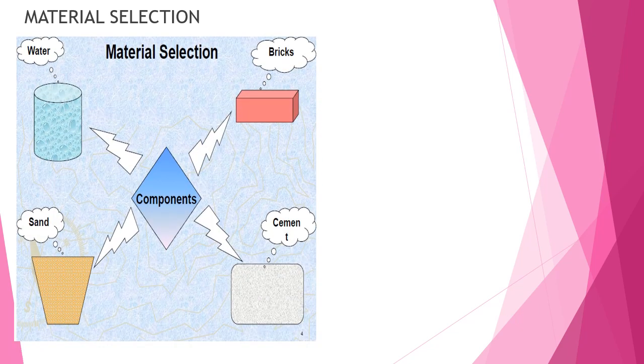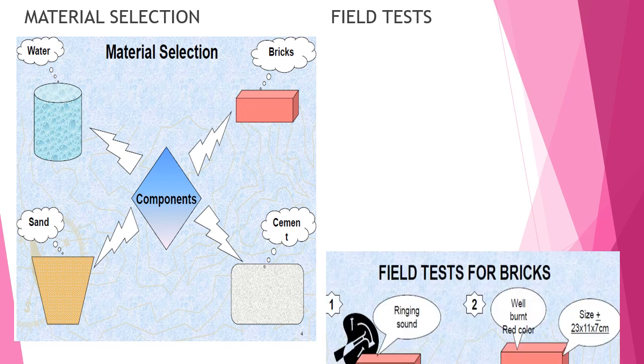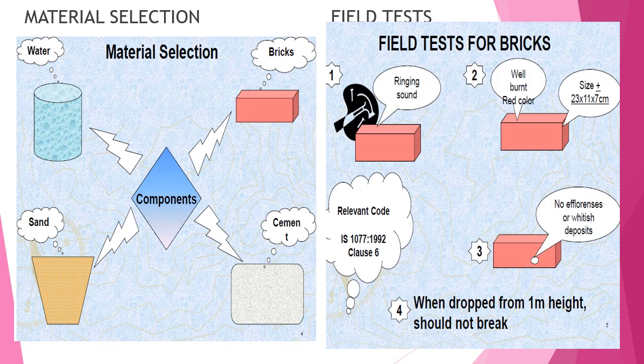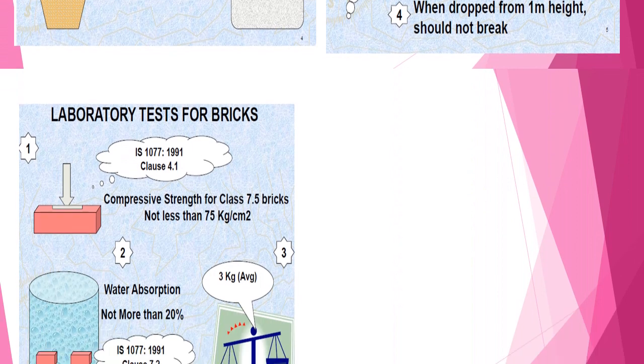Material selection. What are the materials we are supposed to select? Water, bricks, cement, sand. Field test for the bricks: ringing sound, well burnt in color, proper sizes, no efflorescence or white deposits. When dropped from a 1 meter height, it should not break. The relevant code is IS 1077 1992 class number 3.